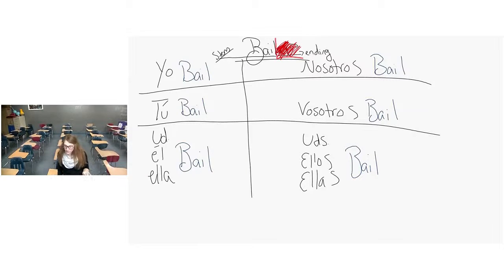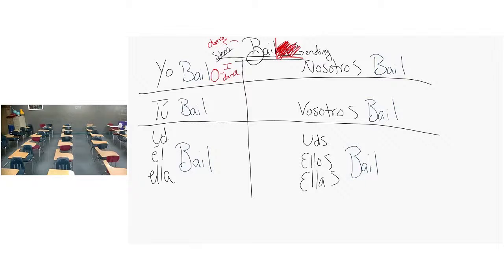So for the yo form, if I'm talking about myself and I'm saying I dance, because bailar means to dance, then I'm going to say bailo. Yo bailo. I dance. And that's for any AR verb. If you're talking about yourself, your verb will end in O. Yo bailo. Yo canto. I sing. Yo trabajo. I work. Yo ceno. I eat dinner. All of those end in O.